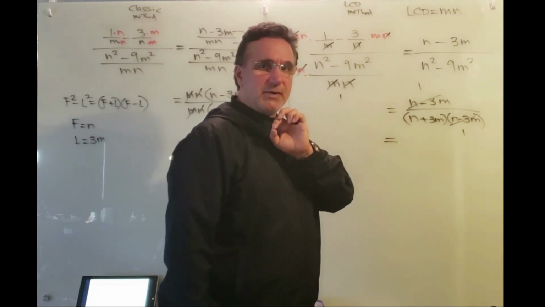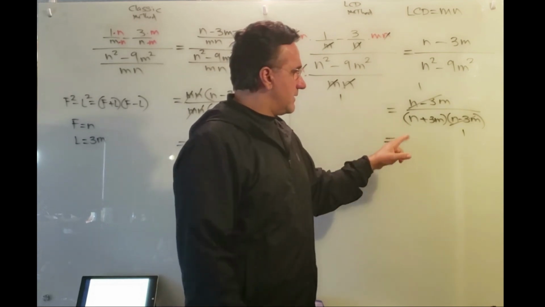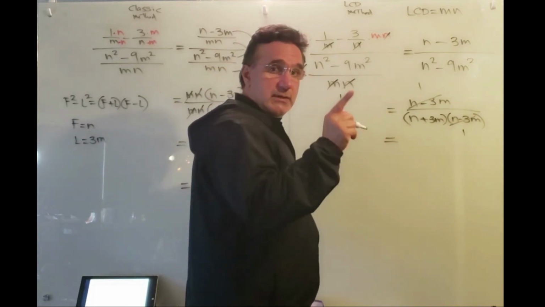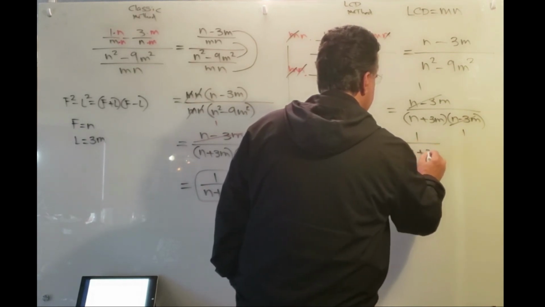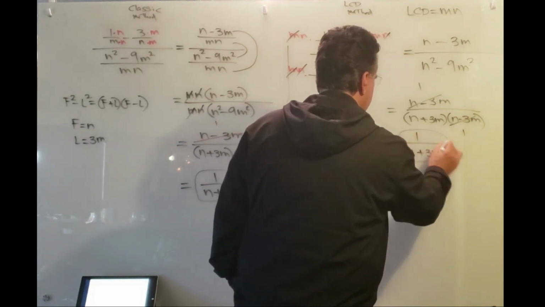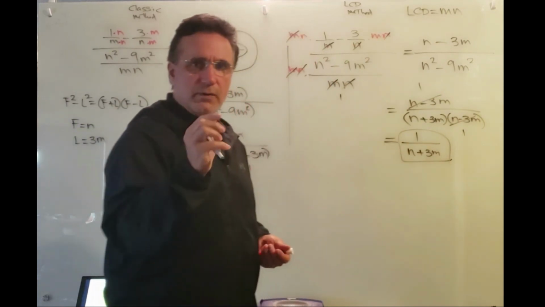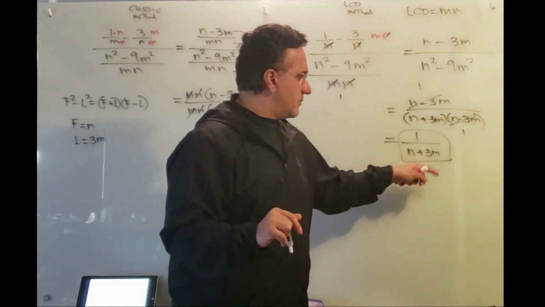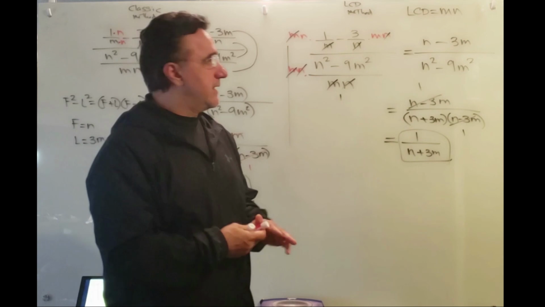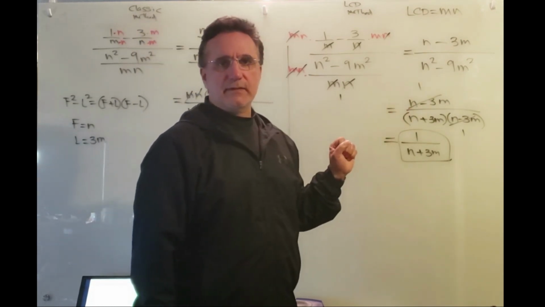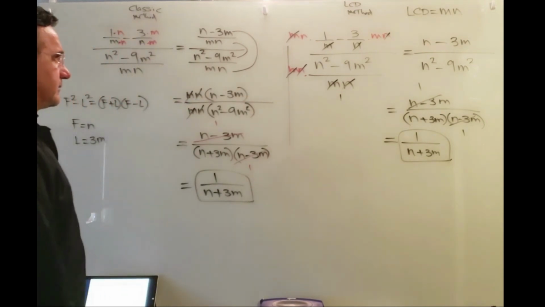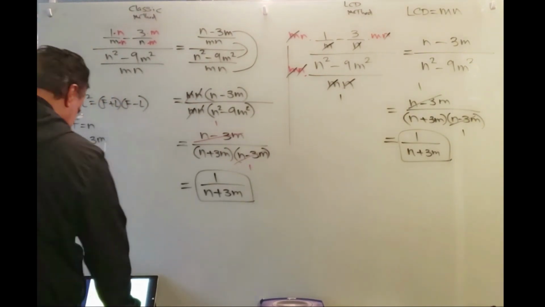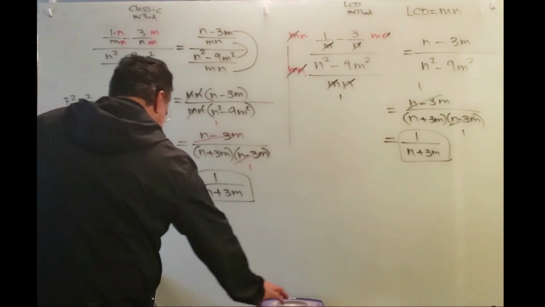One of the most common mistakes for a problem like this is that instead of students correctly answering 1 over n plus 3m, they just answer what? You know it. They just answer n plus 3m because they forget the 1 that's left on the top. Okay, so be very careful with that. All right, so that's yet another example of that type.